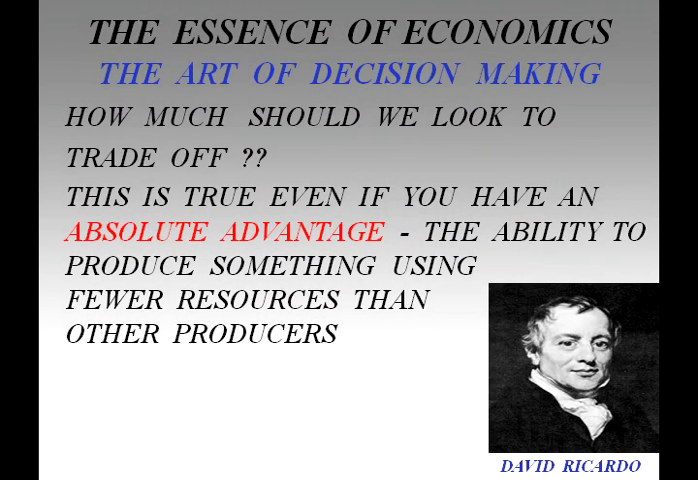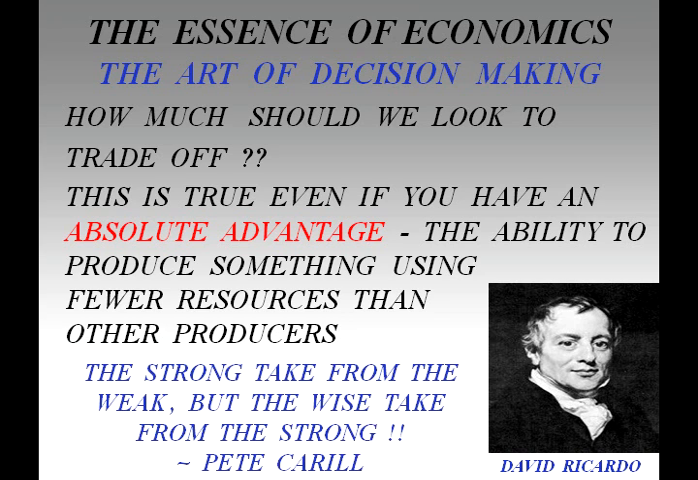David Ricardo said that we should always seek to obtain a comparative advantage, even if we have what he called an absolute advantage. An absolute advantage is the ability to produce something using fewer resources than other producers. Now, I have a favorite quote that I use to try to help unlock the depth of meaning behind comparative advantage and absolute advantage. So let me share that quote with you.